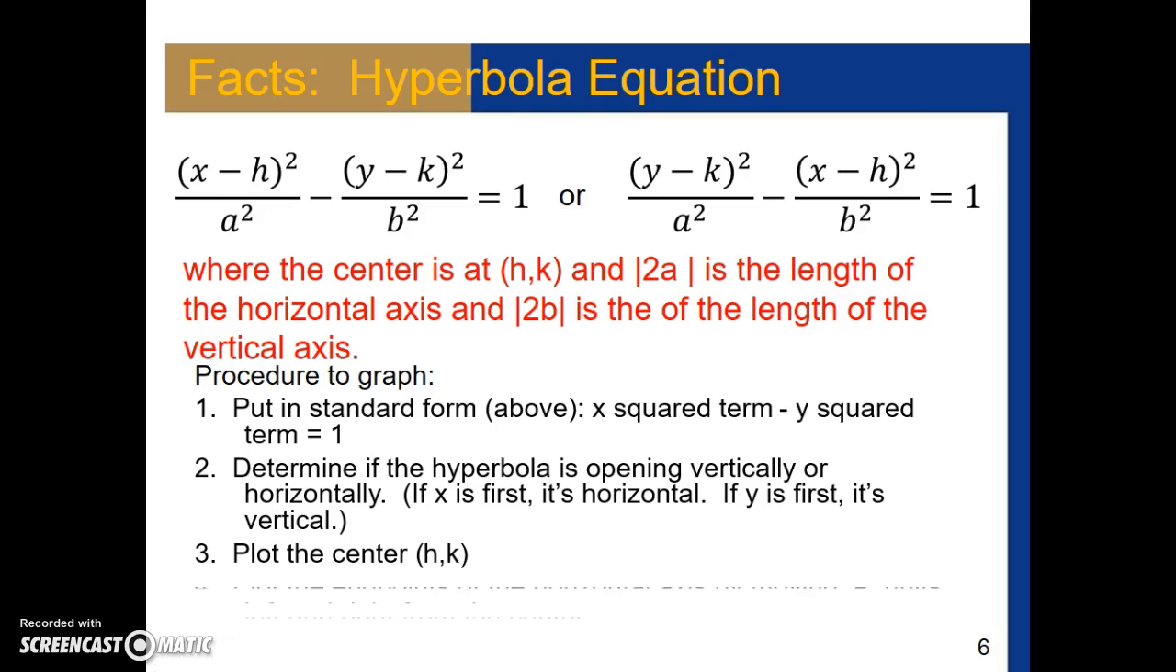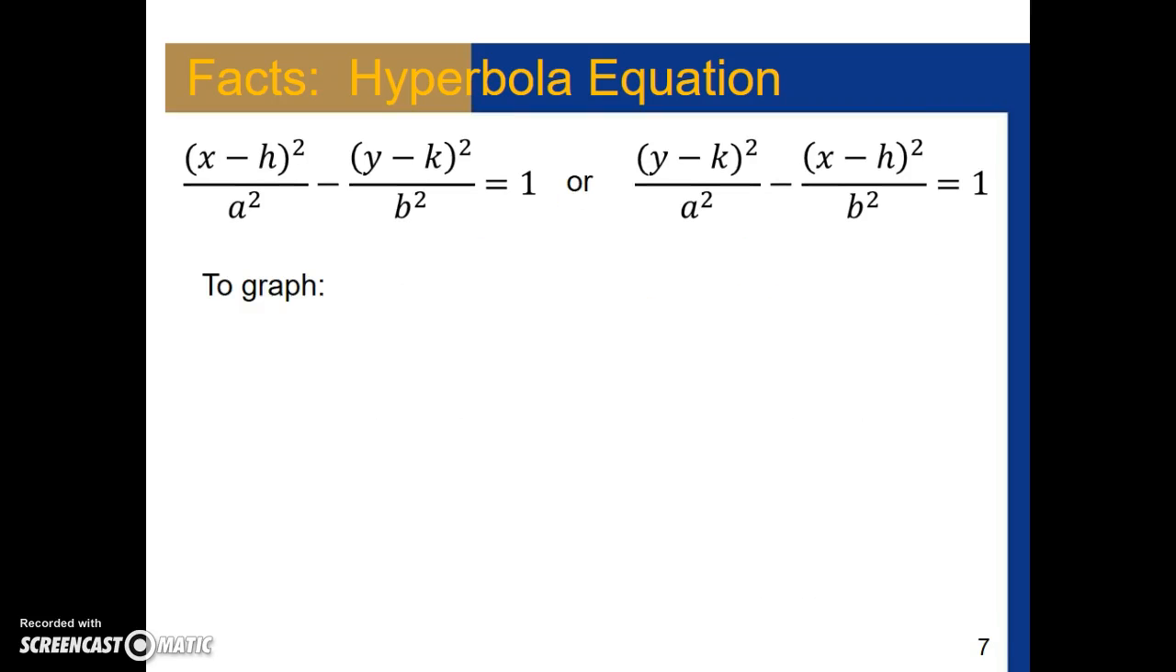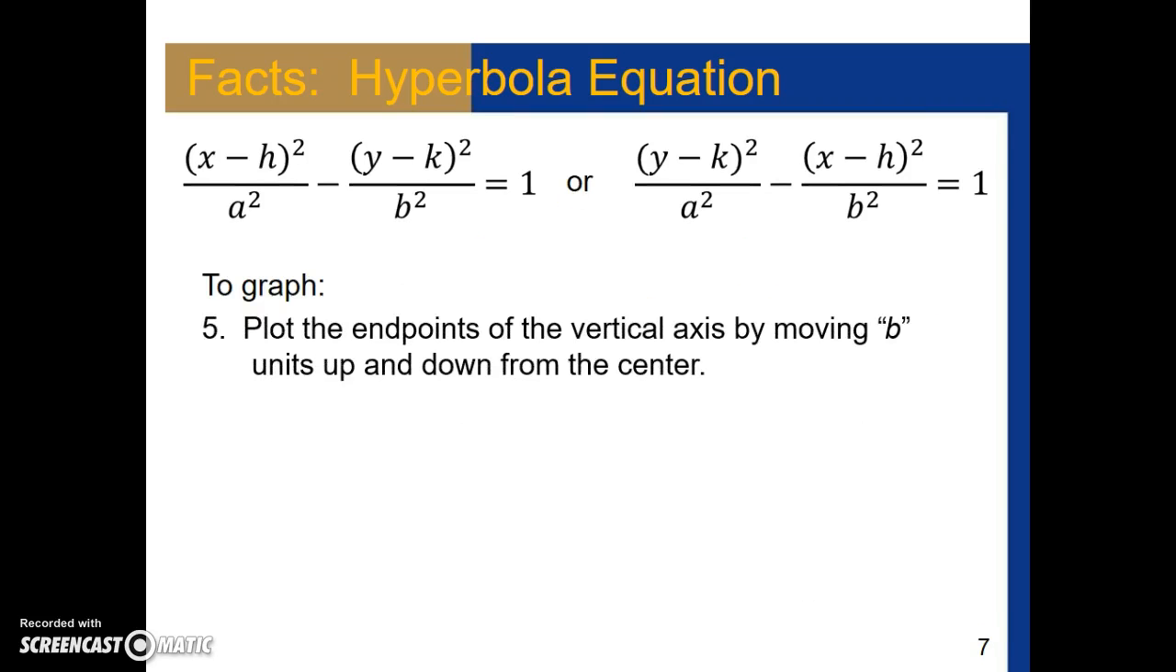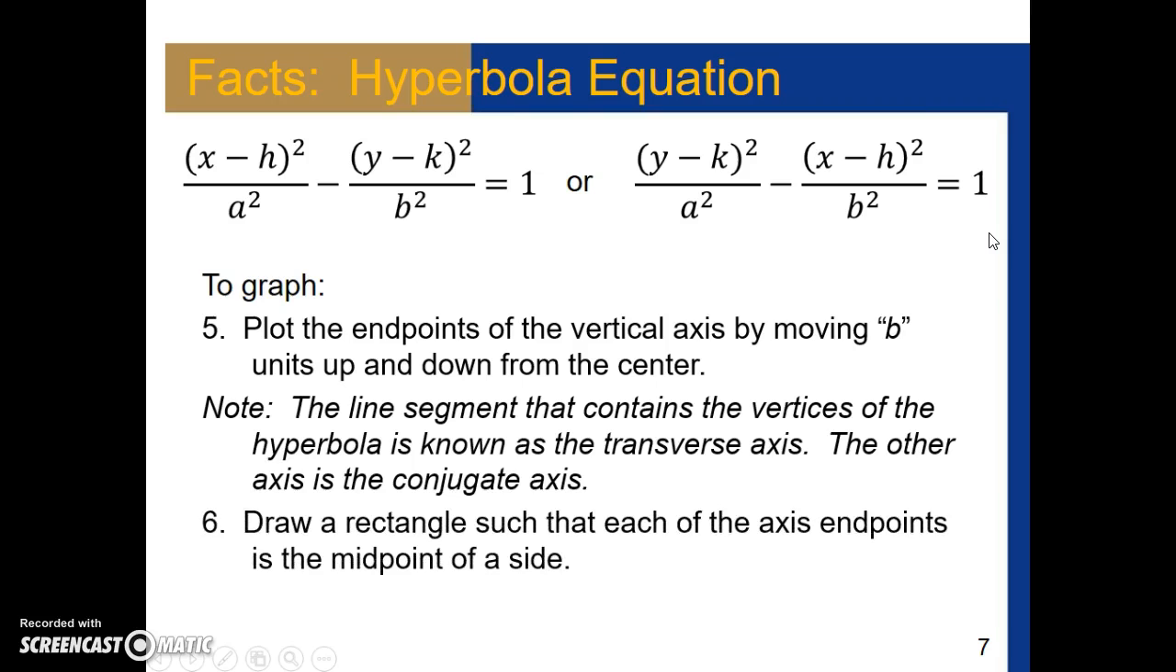We will start by plotting the center point. That is going to be the (h, k) that we're so familiar with. Here's h, here's k in that form. We'll plot the endpoints of the horizontal axis, and we'll again move a units to the left and right from the center. We'll plot the endpoints of the vertical axis by moving b points up and down from the center. The line segment that contains the vertices of the hyperbola is known as the transverse axis, and the other axis is the conjugate axis.